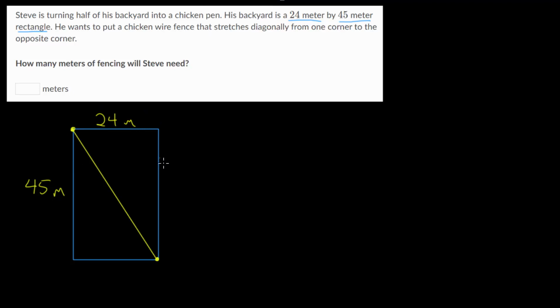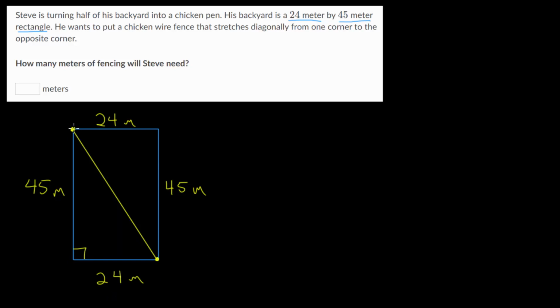And remember, this is a rectangle, so opposite sides are going to be equal. And half of this yard is going to become the chicken pen. So it might be this half or it might be this half. It doesn't really matter. But let's just pick one. Let's assume it's this bottom half here. And since this is a rectangle, we know this is going to be at a right angle.